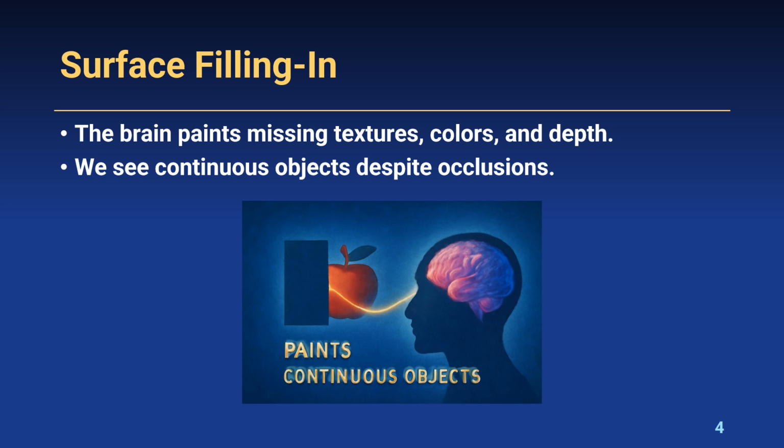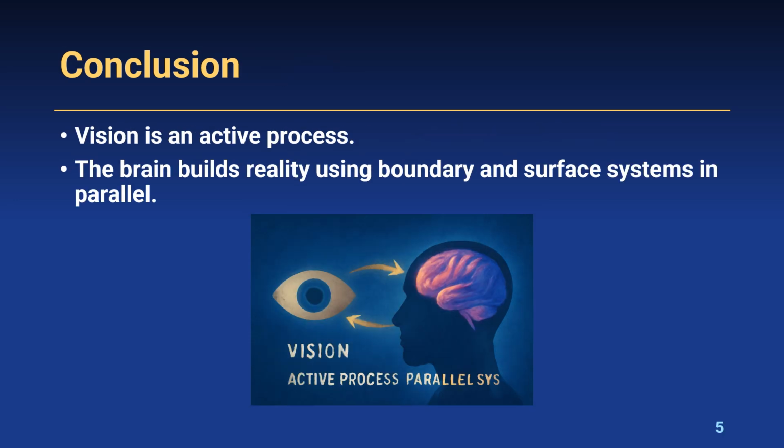The brain doesn't just rely on a single stream of visual data. It processes information across parallel systems, one handling boundaries, which are concerned with the edges and shapes of objects, and the other handling surfaces, which deal with the texture, color, and depth. These systems are organized in parallel streams that work together to build the world we see. One stream processes the shapes and contours of objects, while the other stream fills in the details, like color and depth. It's this balance between the two systems that allows us to see the world as a complete, three-dimensional space, despite the fact that our eyes receive fragmented, incomplete information. But there's more to it.